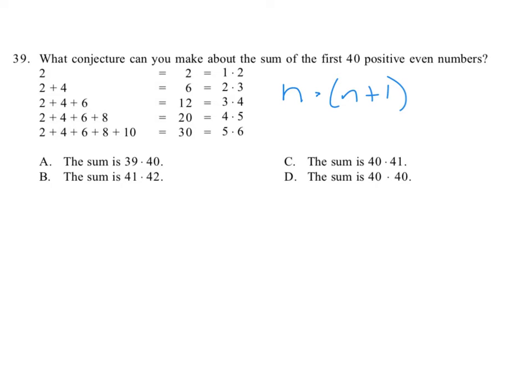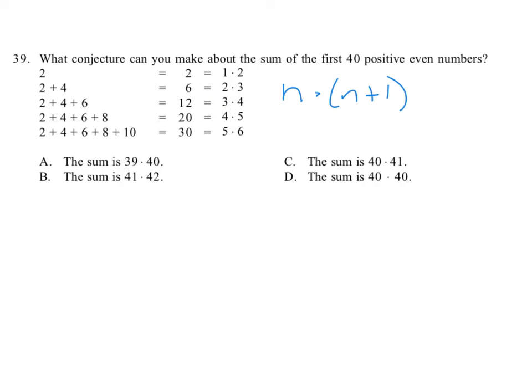So if they say the number of terms is 1, then 1 times 1 more than 1, or 2, 1 times 2 will be what you get. If the number of terms was 4, say n is 4, then 4 times 4 plus 1, or 5, 4 times 5. You can see that this column tells you the number of terms. This column is 1 more than that. 1 times 2, or 2 times 3, or 3 times 4, always results in the sum of those numbers.